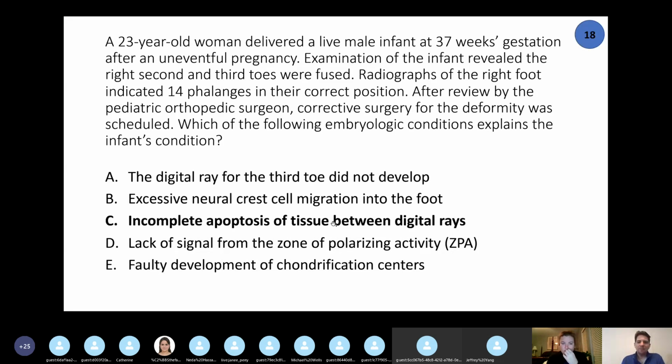So here we're talking about incomplete apoptosis. What is this called clinically? Polydactyly. This one's syndactyly. Yeah, exactly, right? So polydactyly is going to be extra digits. Syndactyly is going to be fusion of digits.